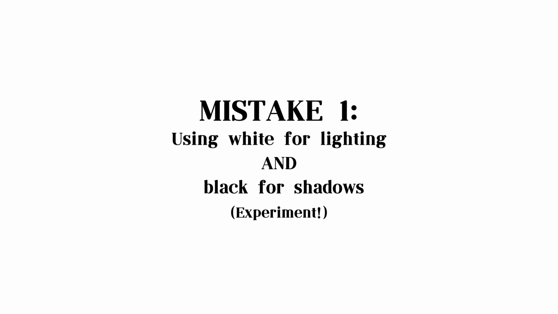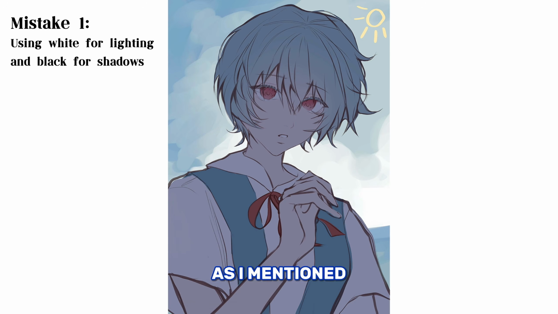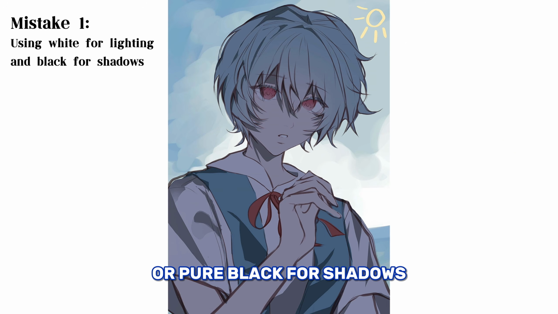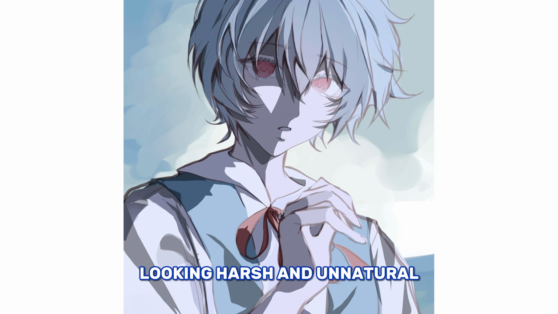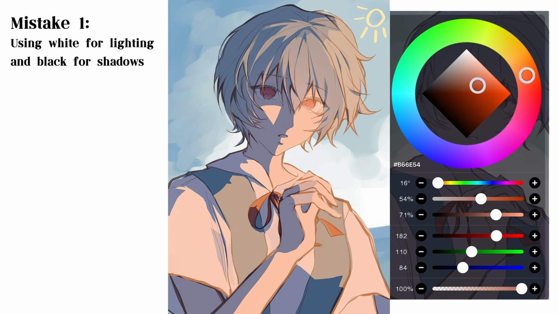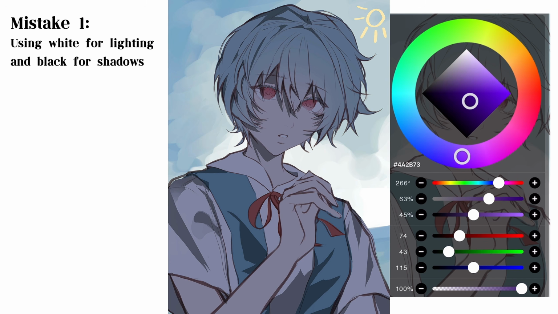Common beginner's mistakes. Using pure white for lighting and pure black for shadows. As I mentioned, avoid using pure white for lighting or pure black for shadows, as this can make your shadows look harsh and unnatural. Instead, use a lighter tone of your base color for the lighter areas and a darker tinted version of your base color for shadows.